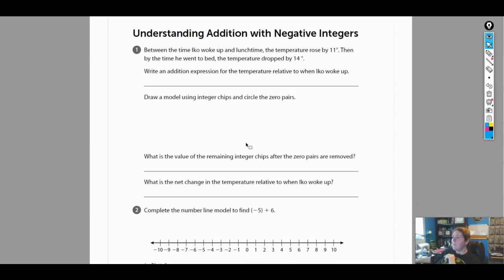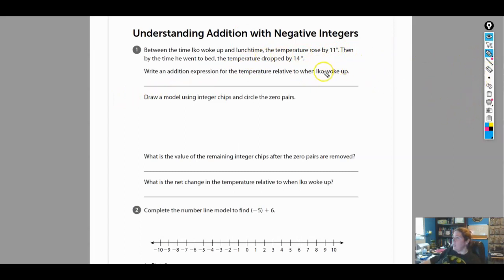the rest. Alright, my directions say, between the time Akio woke up and lunchtime, the temperature rose by 11 degrees. Then, by the time he went to bed, the temperature dropped by 14 degrees. Write an addition expression for the temperature relative to when Akio woke up. Draw a model using integer chips and circle the zero pair. Alright, 2 steps here. So I got some information in my problem I need to figure out, alright?